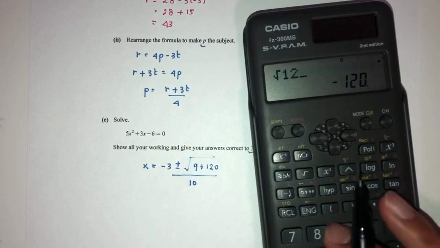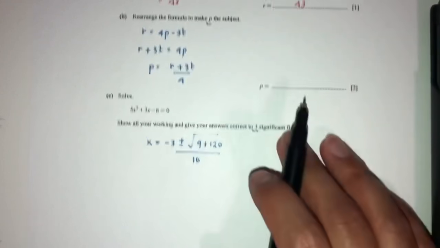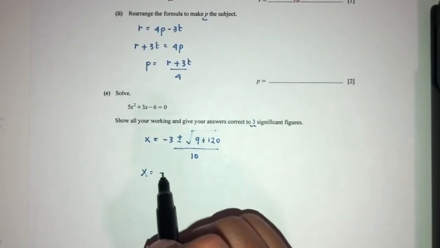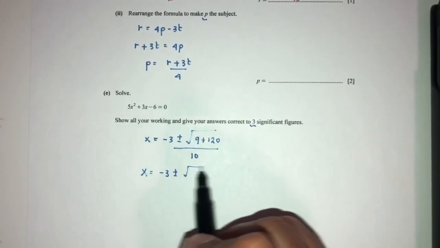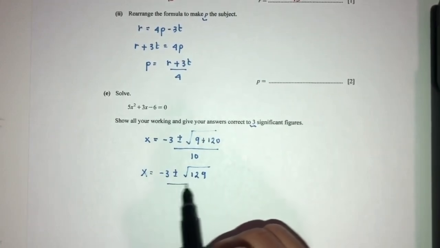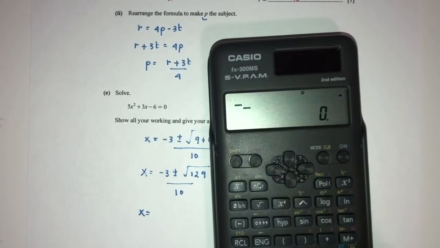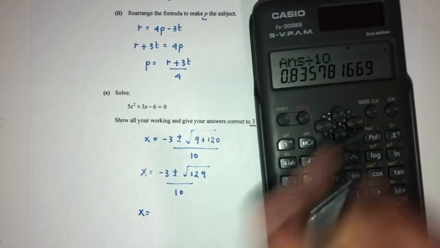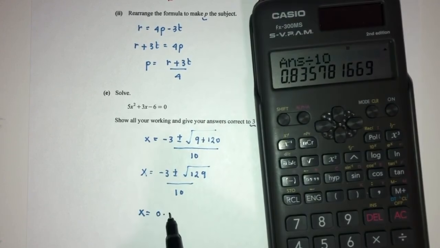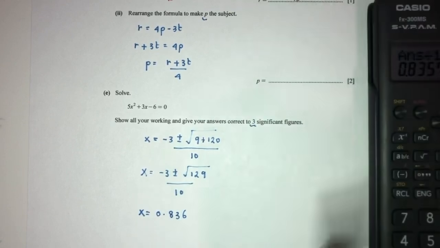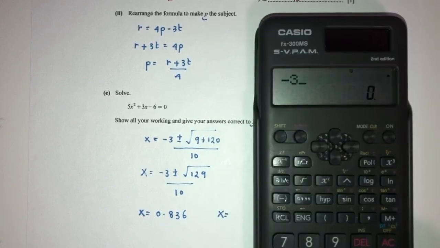Now root of 129, let me write this down first. x is equal to minus 3 plus or minus root of 129 divided by 10. x will be what? Minus 3 plus root of 129 divided by 10. That is 0.836, correct to 3SF, or it could be what? Also it could be minus 3 minus root of 129.